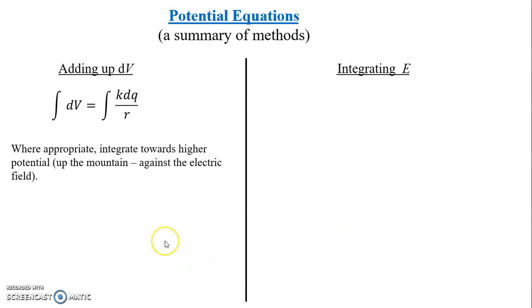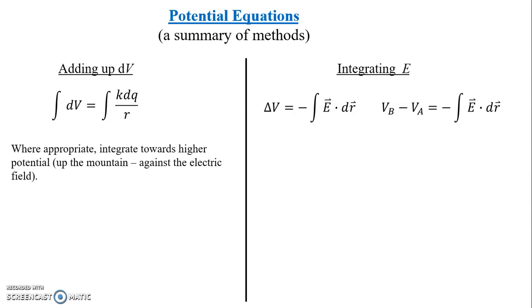For integrating electric field, you have to already have the electric field equation, and here's this version: delta V equals the negative integral of E dot dr. Let's remind ourselves that it is a delta V. There's a change of potential, so it's critical that it's a change of potential, and so it's often written this way: VB minus VA equals negative integral of E dot dr.